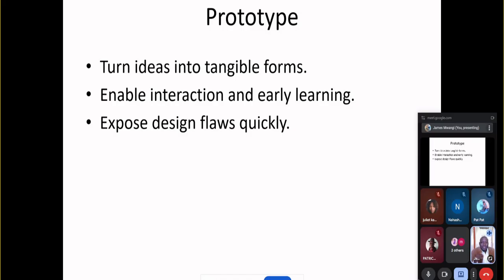Then you expose during the prototype. That's when you expose design flaws quickly. You expose those design flaws. Here I used copper. I used aluminium instead of copper. Aluminium is not as good a conductor as copper. Maybe gold is better, but gold is expensive. So you are looking at all those flaws.